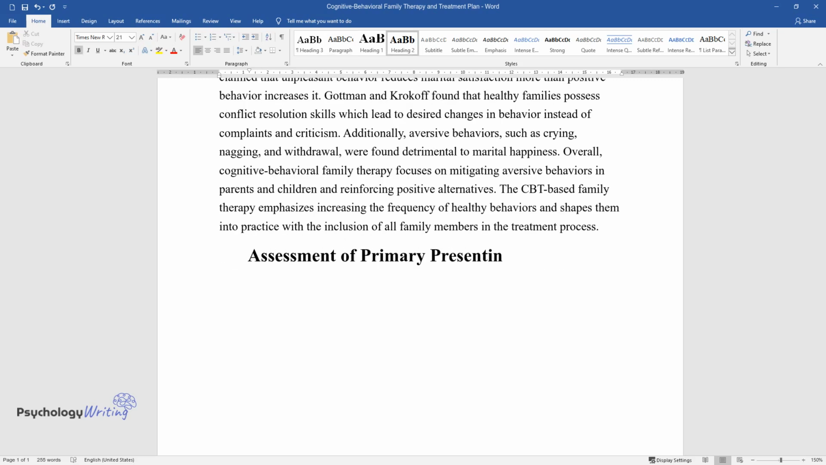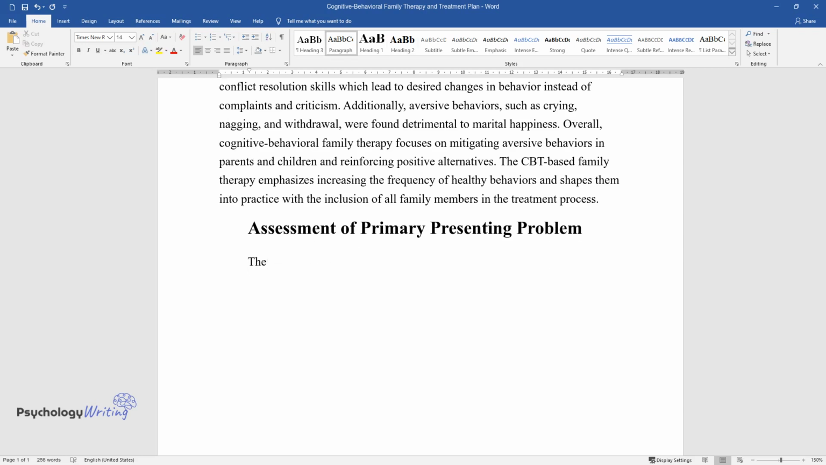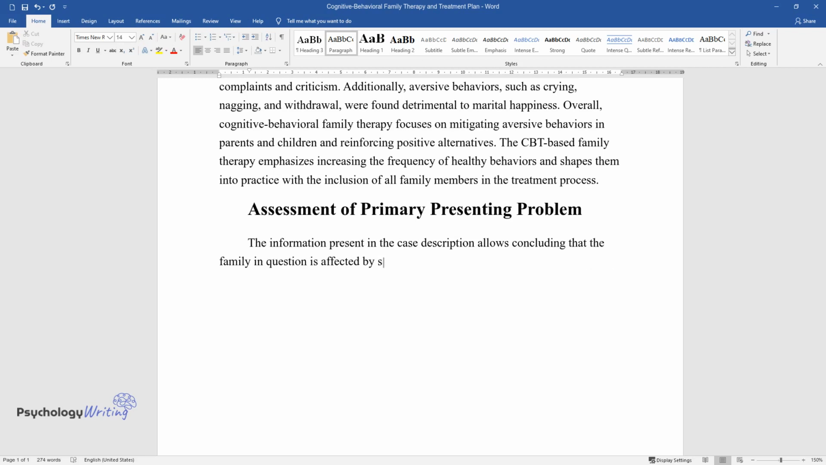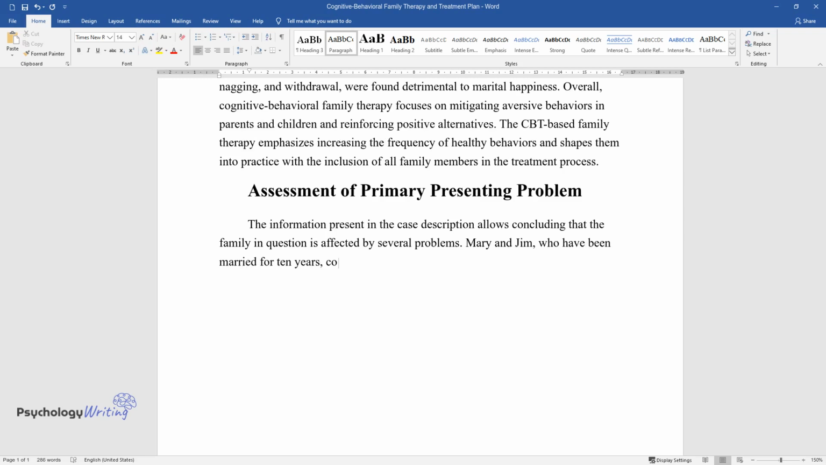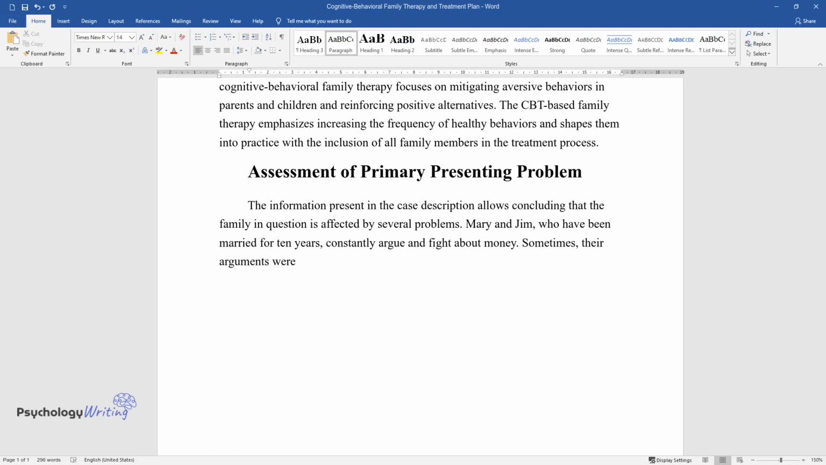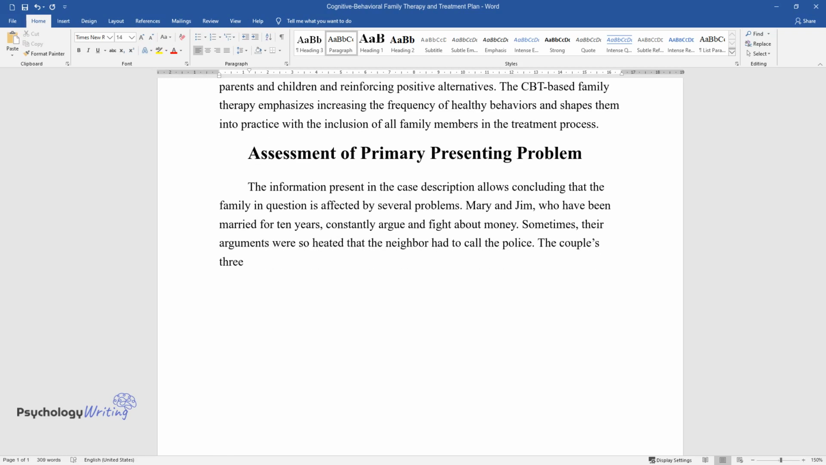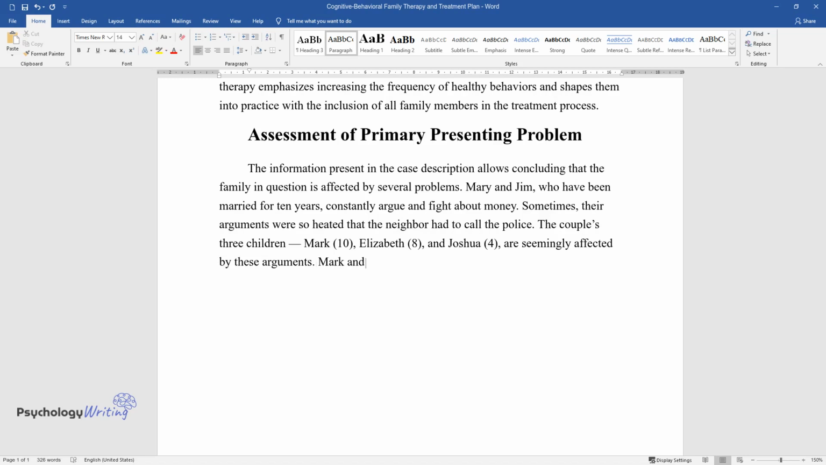Assessment of primary presenting problem. The information present in the case description allows concluding that the family in question is affected by several problems. Mary and Jim, who have been married for 10 years, constantly argue and fight about money. Sometimes, their arguments were so heated that the neighbor had to call the police. The couple's 3 children, Mark, 10, Elizabeth, 8, and Joshua, 4, are seemingly affected by these arguments.